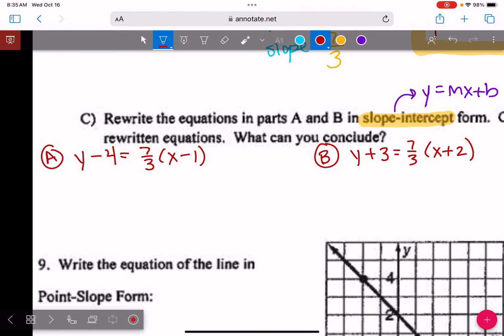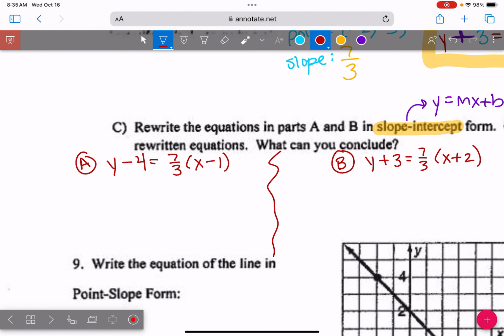Okay, so I have my two point-slope equations. My job is to get them into slope-intercept form. In other words, I'm getting y by itself. So when I look at this problem, again, my goal is to isolate my y. And I see a set of parentheses. The first thing that I do whenever I see a set of parentheses is I want to distribute. So I'm going to distribute this 7/3 to both things inside my set of parentheses. So I'm left with y minus 4 on this side equals 7/3 x minus 7/3.